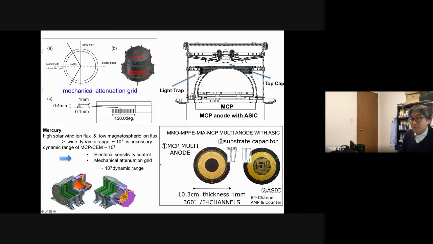Another characteristic is that this analyzer uses a very small amplifier included in an ASIC. The size is 5 millimeters by 5 millimeters. And inside this small chip, a 64-channel amplifier and counters are included. So this contributes to reducing the power and size of this instrument.